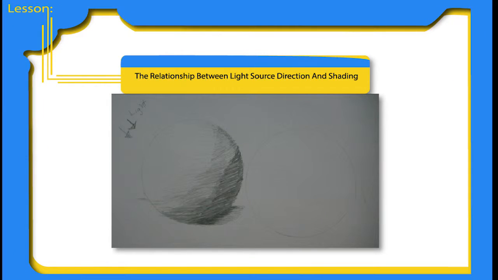Welcome to this lesson. The objective of completing this lesson: first, you will understand the relationship between the light direction source and its impact on the nearby object. Second, apply different techniques and materials to your shading.